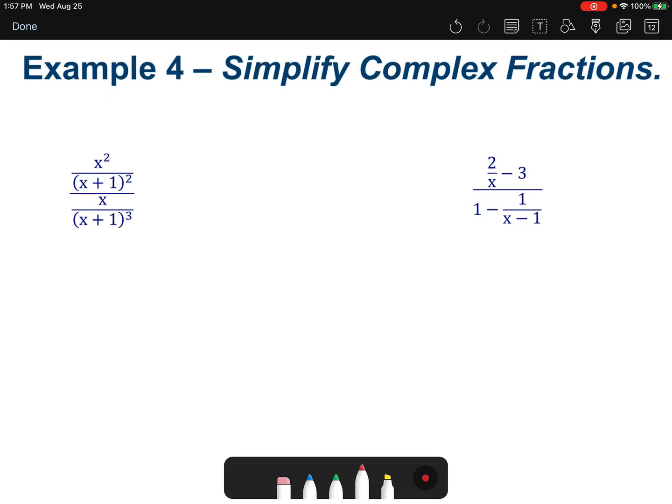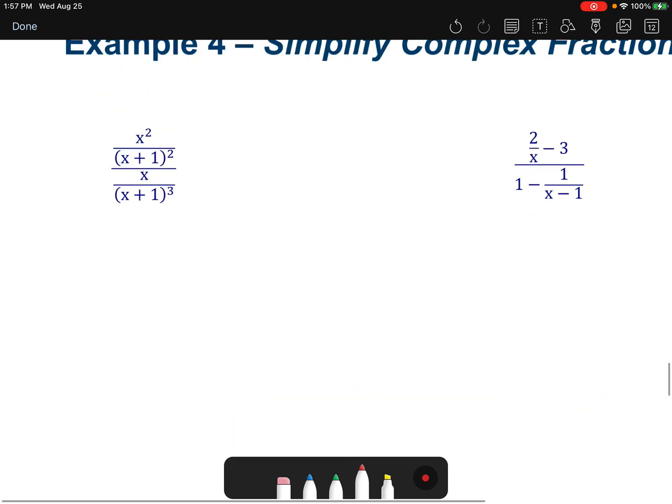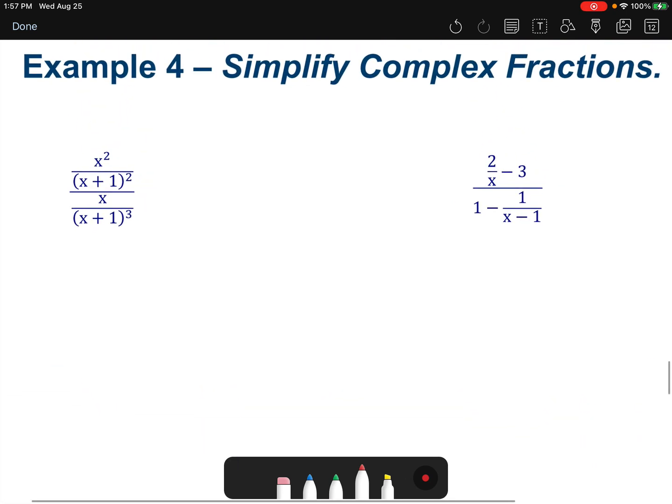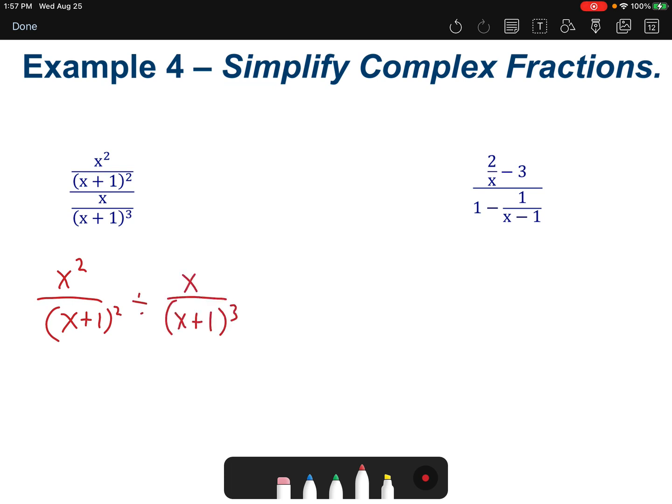Okay, now simplifying complex fractions. Now this is going to take a little more work for us here. So we're dividing again, right? That's all we're doing here, taking a fraction and dividing it by another fraction. And if you recall, that means we're going to multiply by the reciprocal, which is like that.